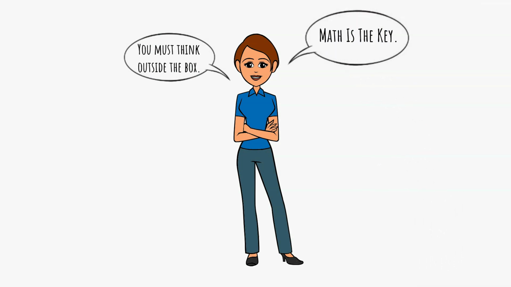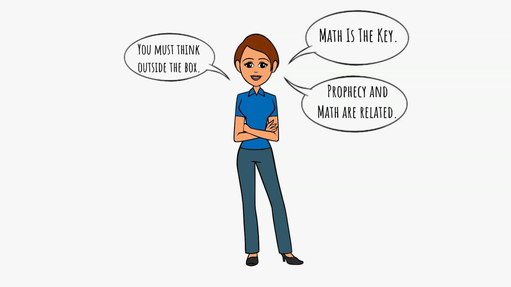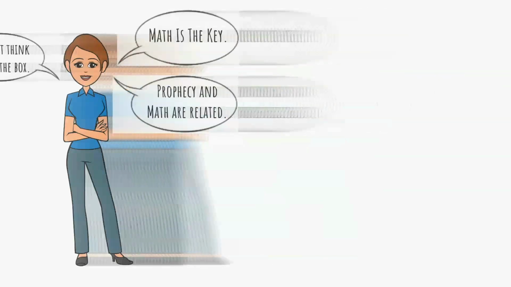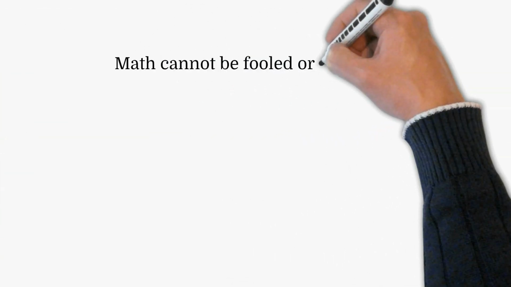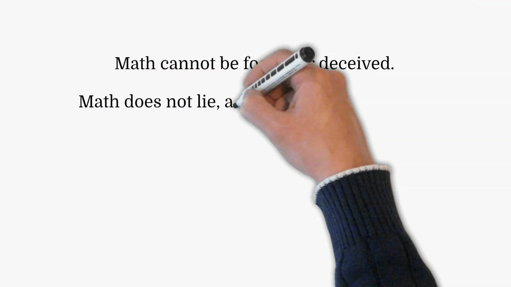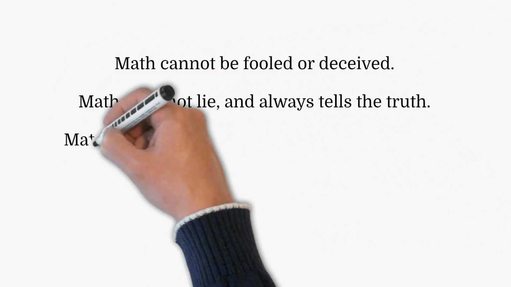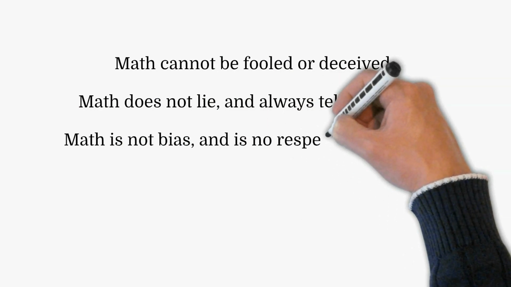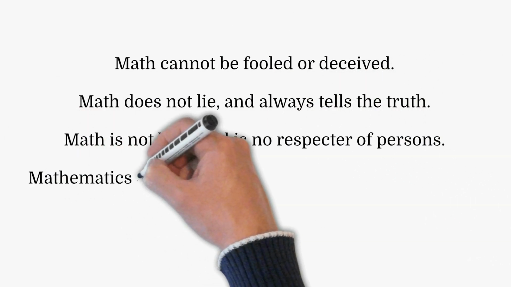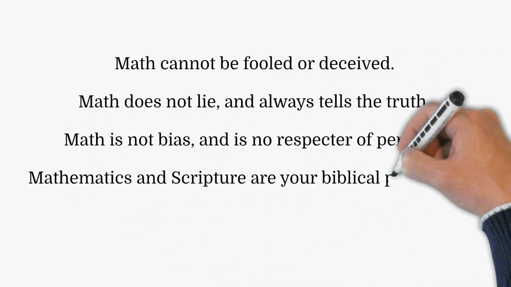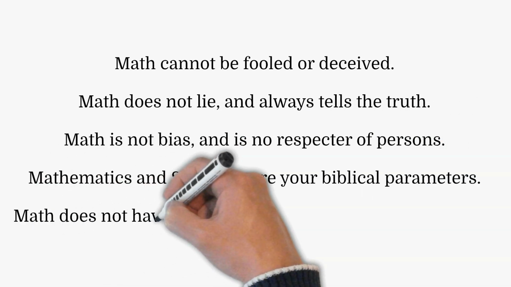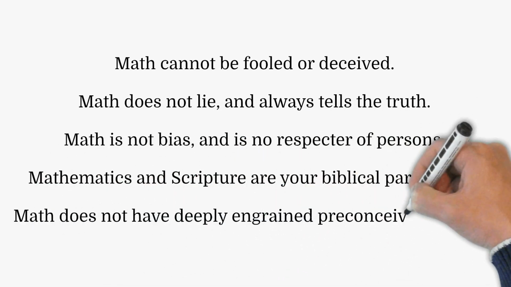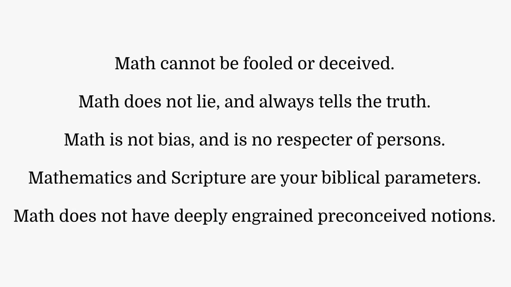Mathematics is the key to understanding the book of Revelation. Prophecy and math are related. Math cannot be fooled or deceived. Math does not lie, but always tells the truth. Math is not biased, and is no respecter of persons. Mathematics and scripture are your biblical parameters. Math does not have any deeply ingrained preconceived notions.